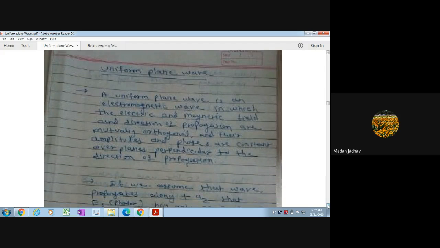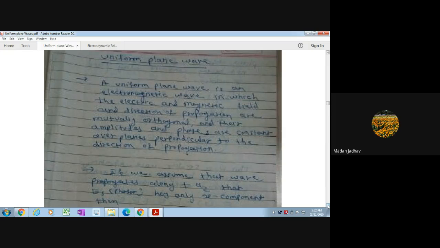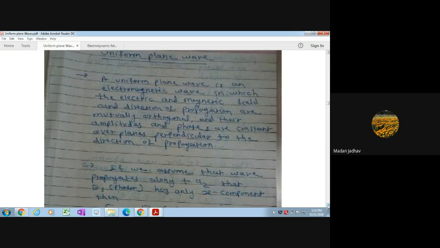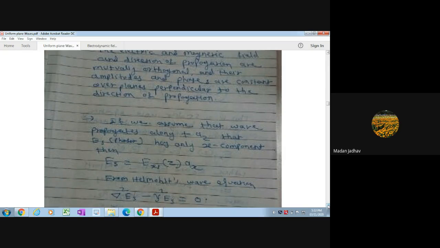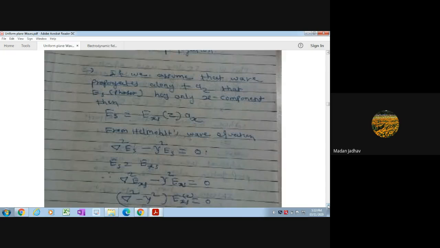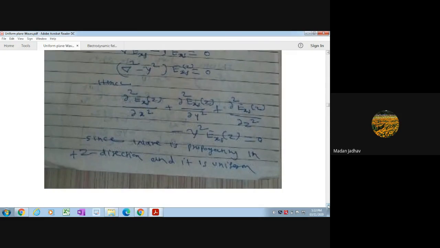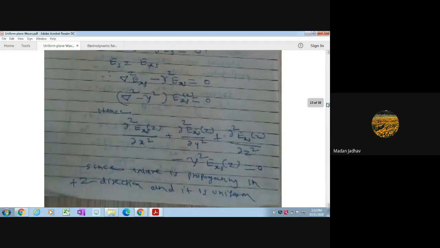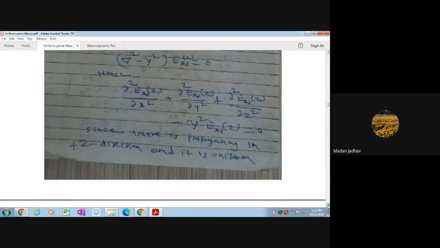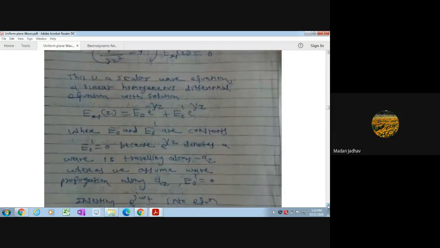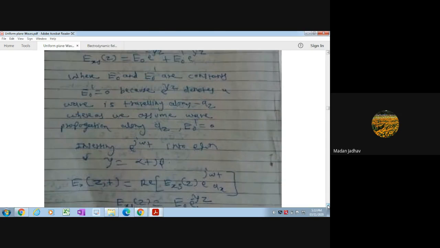Now actually we have seen the uniform plane wave, the propagation of the wave through different media, and also we have seen the wave equations and the Poynting vector. Then we have already seen the equations for the wave, the Helmholtz wave equation, and the partial differential form equations for the wave.